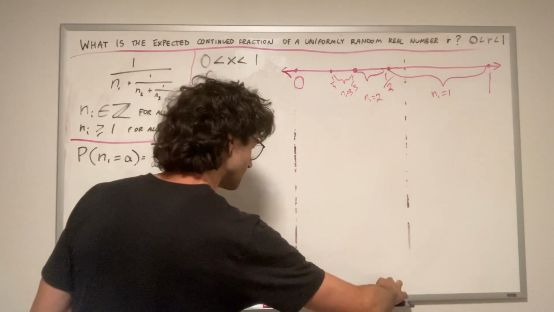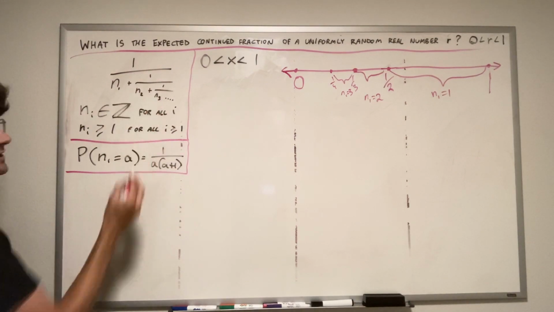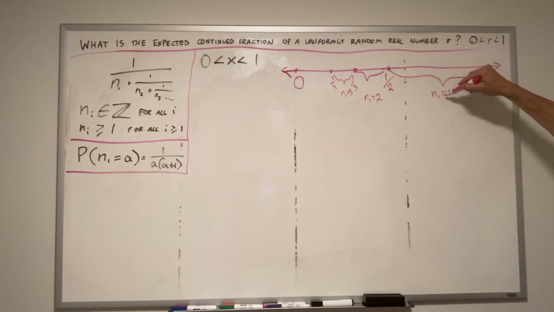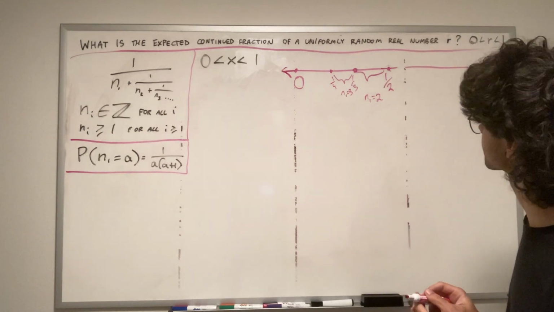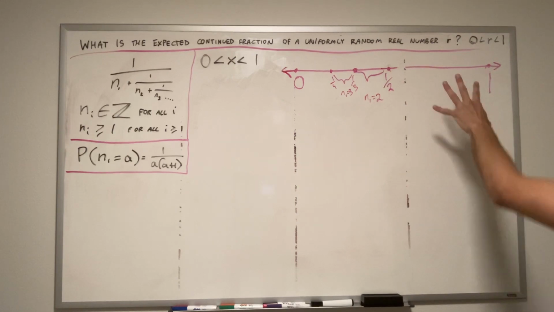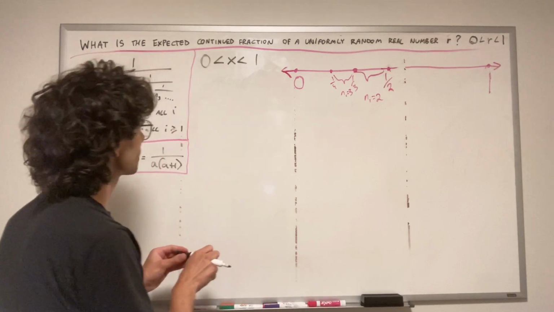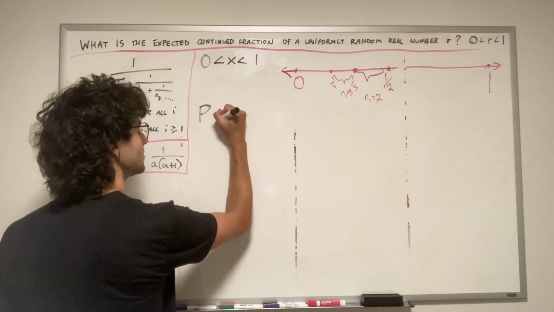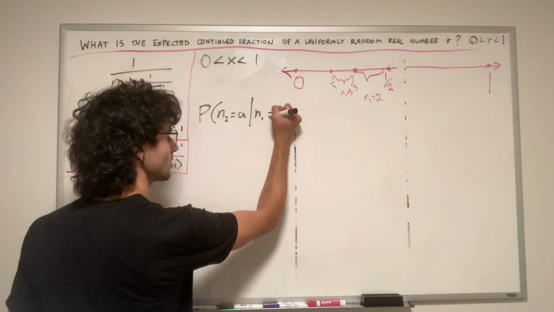Okay, so now we've taken a look at this n1, maybe let's now move on to n2. And we might wonder, in this section where we know that n1 equals 1, how is that subdivided? If we break this into sections, like we did here with the whole 0 to 1, how does that compare to the total? And so what we're really asking is, what is the probability that n sub 2 equals a, given that n sub 1 equals 1?